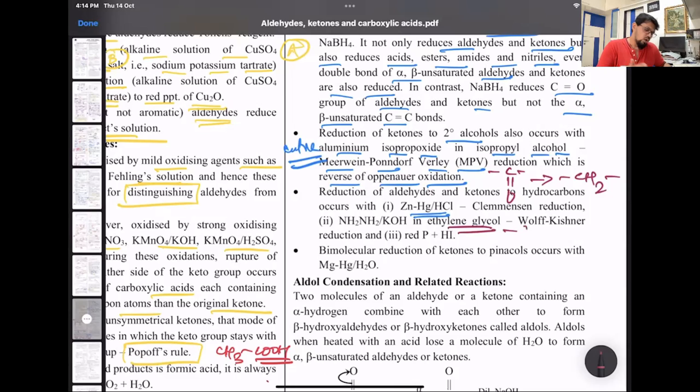And the third one is red phosphorus and HI.